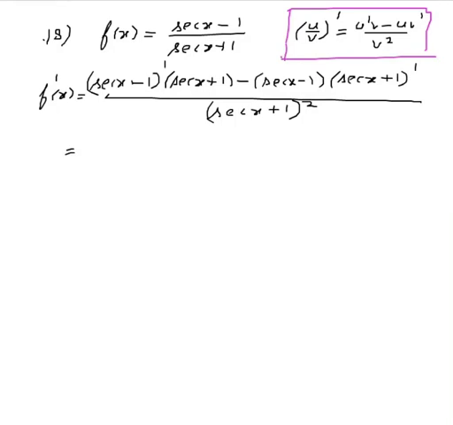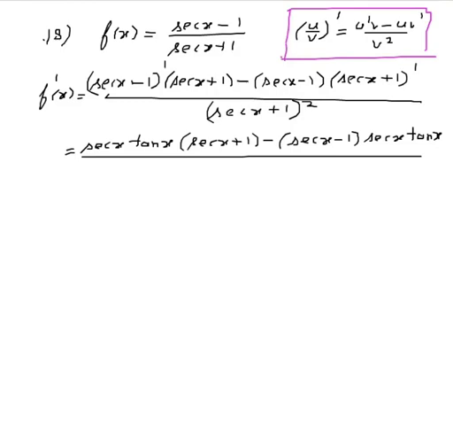Derivative of secant x is secant x into tan x, and derivative of 1 is 0, times (secant x plus 1), minus (secant x minus 1) times, again, derivative of secant x, which is secant x into tan x. Derivative of 1 is 0, divided by (secant x plus 1) squared.